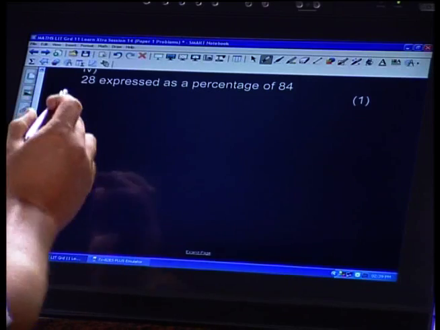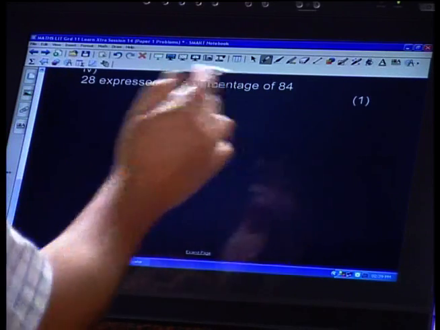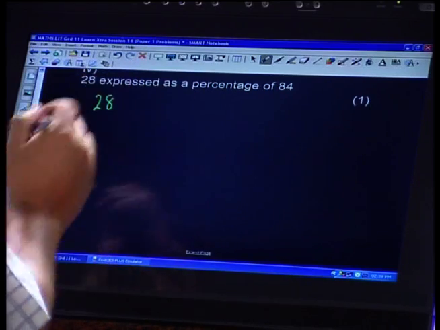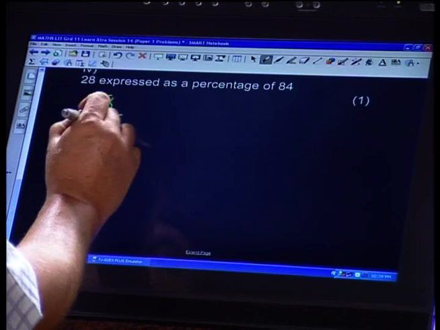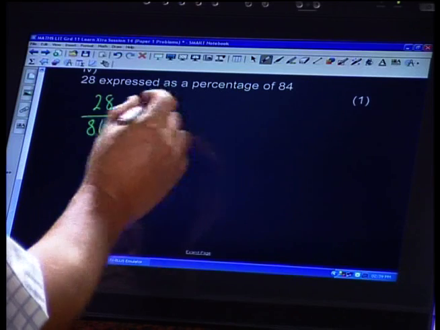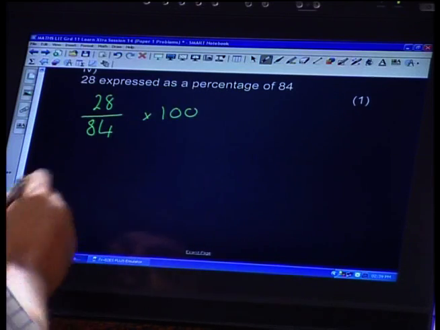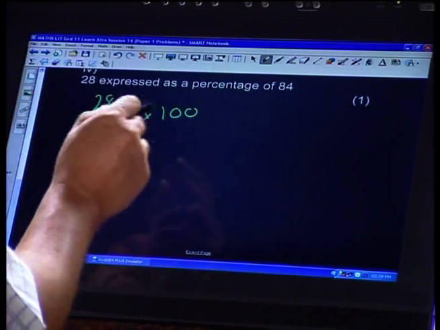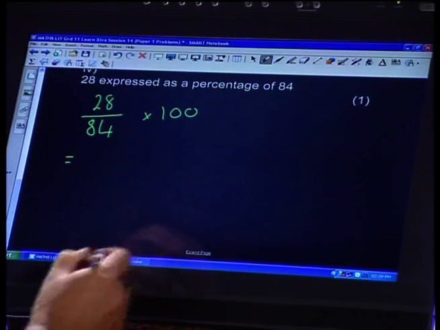28 expressed as a percentage of 84. So 28 as a percentage of 84. In other words, 28 out of 84 times 100. So if you wrote a test and you got 28 out of 84, how much is that as a percent?